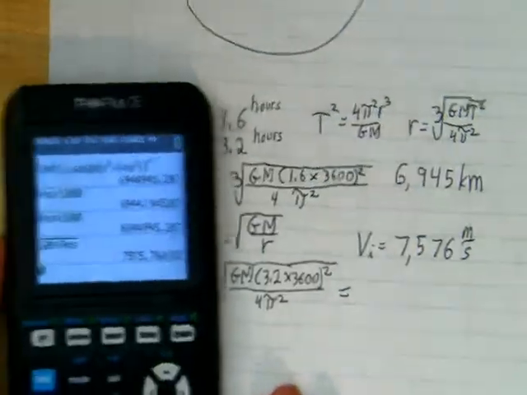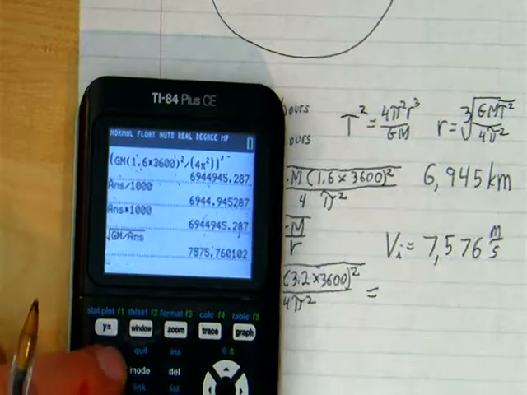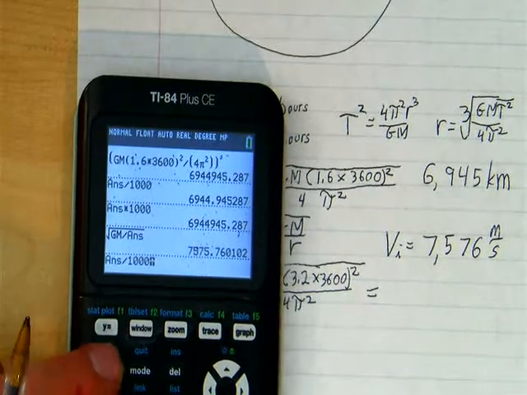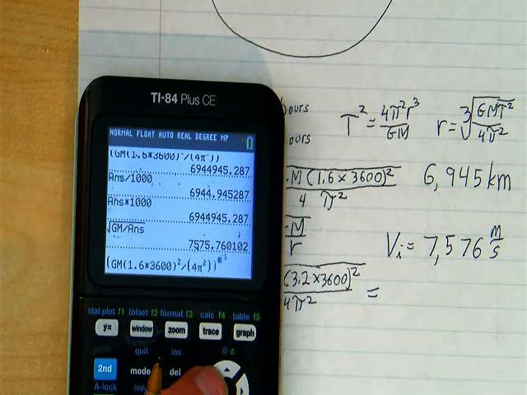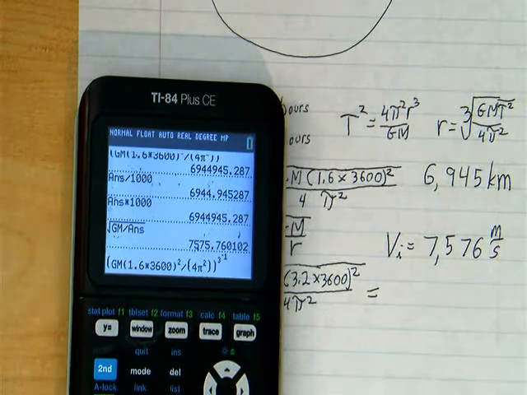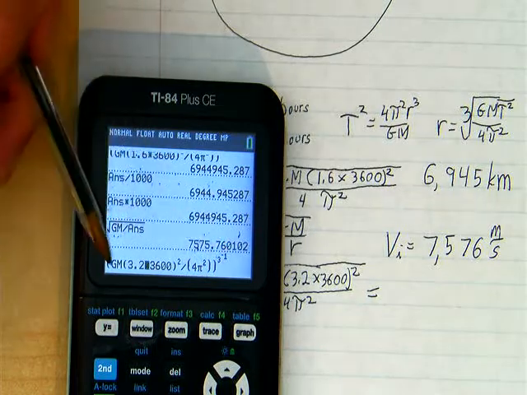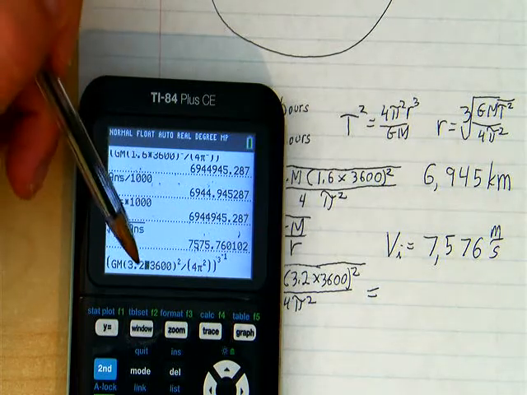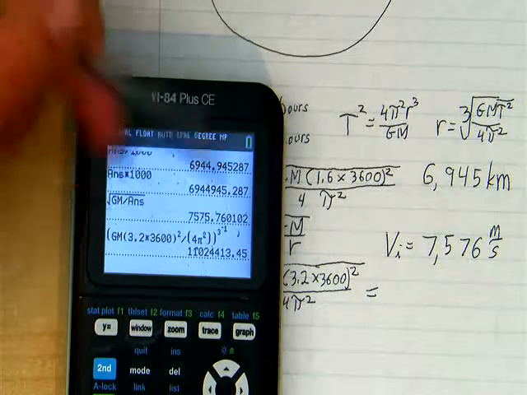All right, so on my calculator, one thing I could do if I really felt like it, I could just keep backing up, recalling previous equations, and say, look, all I need to do is change this 1.6 into a 3.2, and the rest of the expression is already good to go. The cube root of GM, 3.2 hours converted to seconds, squared, divided by 4 pi squared, enter. There's the answer in meters.